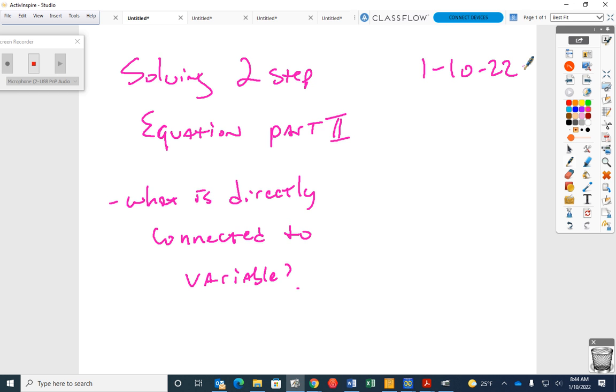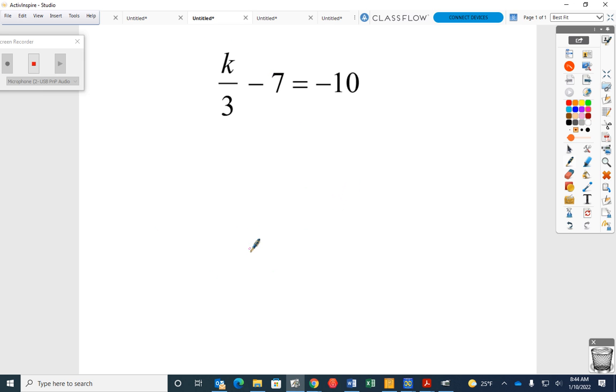Now sometimes everything that we did last week, all of the variables are being multiplied, like 2x or negative 5x or 7x. All of those implied multiplication, right? Now today you're going to see some that have division. Okay? So let's take a look. Does everybody have this written down? Let's take a look at the first type we're going to see. Okay? If I was to read this problem with operations, what does that say? Say it with me. K divided by 3 minus 7 equals negative 10.